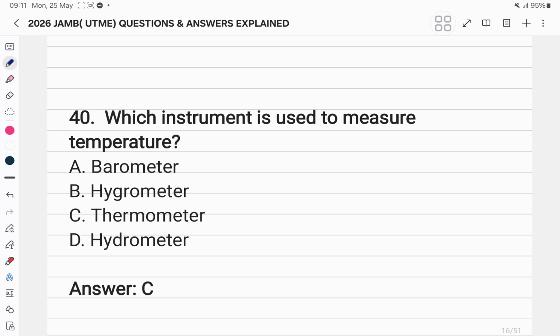So we have come to the end of the question and answer of 2026 JAMB Chemistry, the day 1 and batch 1.